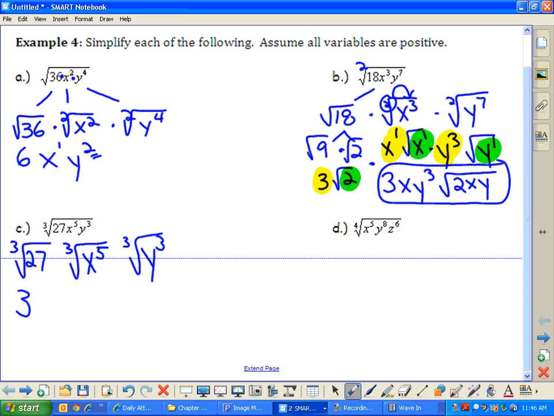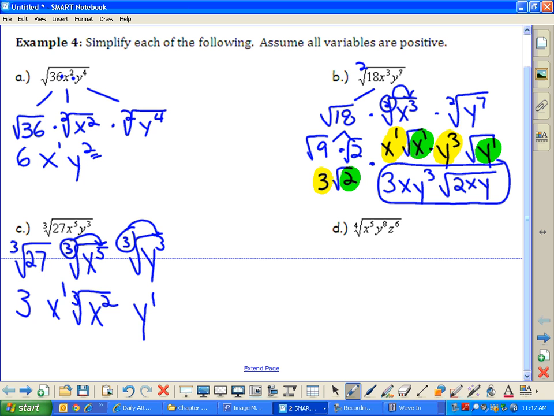It is 3. Good. To simplify the cube root of x to the 5th, I just have to ask myself, well, hey, how many times does 3 divide evenly into 5? 3 goes into 5 1 time. So x to the first comes out. Underneath this radical is where I put my remaining factors of x. If 3 goes into 5 1 time, there are still 2 factors of x remaining, so it's x times x, or x squared, underneath. And then 3 goes into 3 1 time, no remaining, so there's no radical part to that.